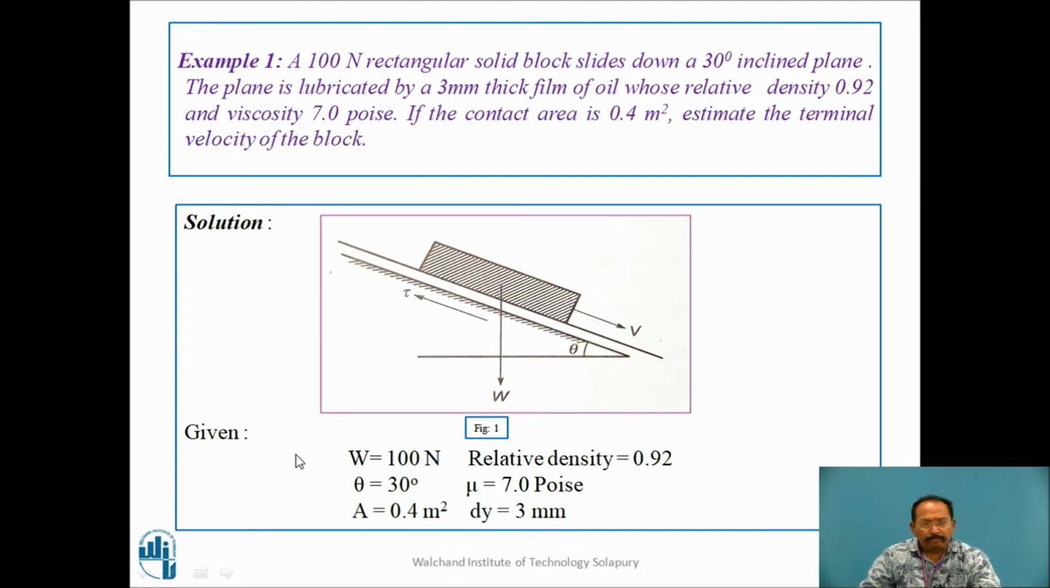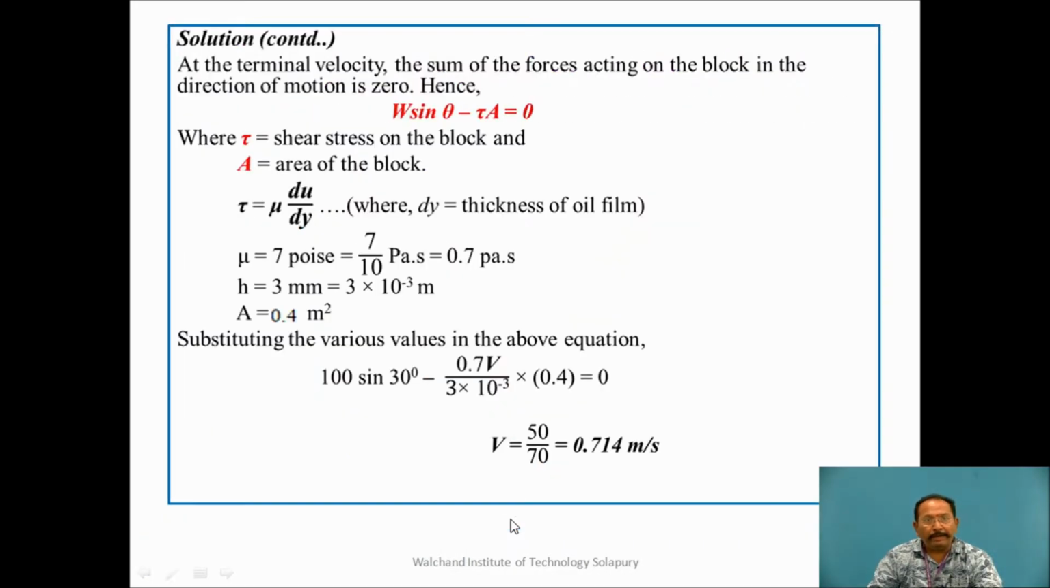As per the direction which I have given to you before also, when we are going to solve any problem, we have to write the data given in the problem. So weight 100 Newton, relative density, that is specific gravity, theta angle, that is 30 degree, mu dynamic viscosity 7 poise, that we will convert now. Area is 0.4 meter square and the thickness of the film is 3 millimeter. Again we will convert it.